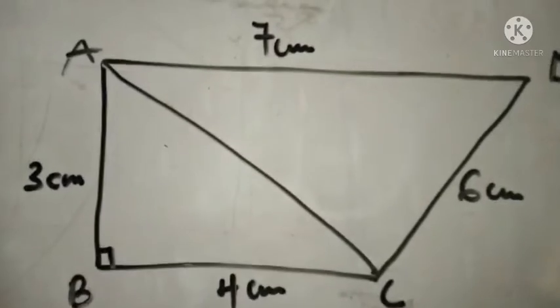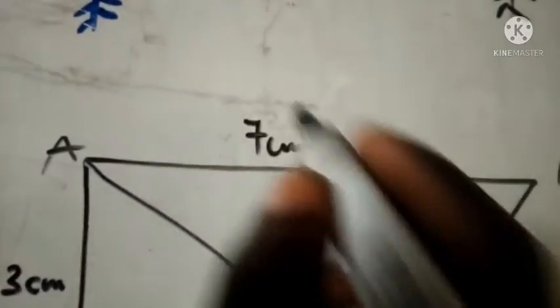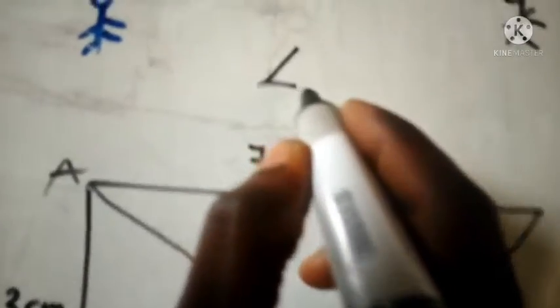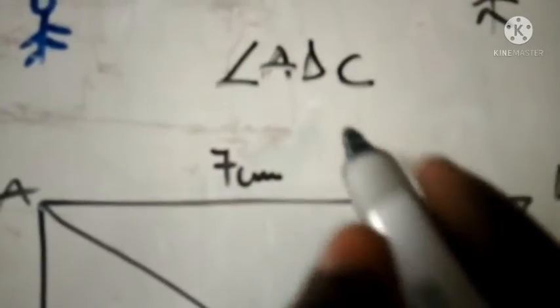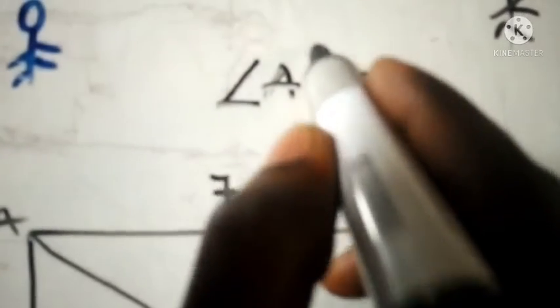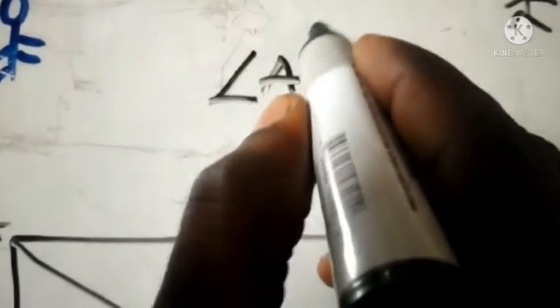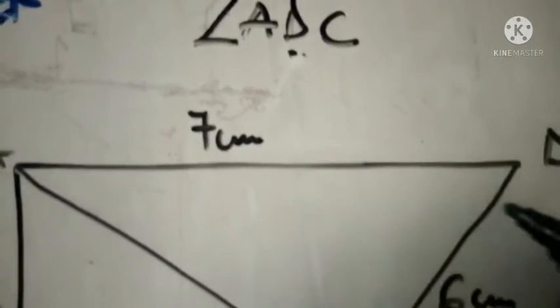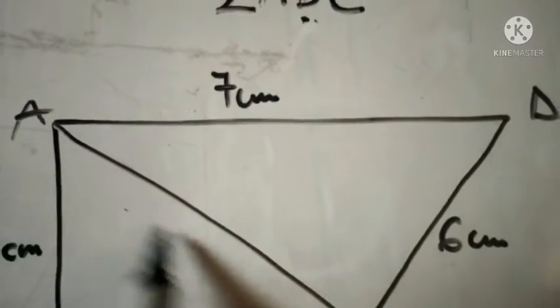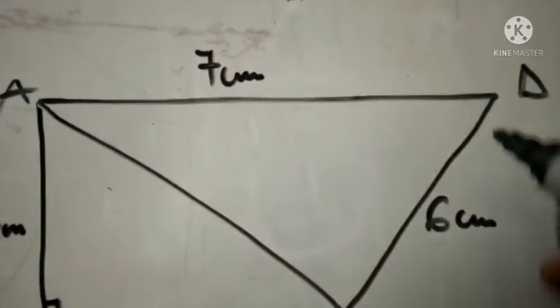From the question, we are told to find the angle. The notation of the angle is A, D, and then C. What this means is that we want to find the angle at the middle. Always the letter at the middle is exactly where we are going to find the angle. So this is the angle that we are looking for: A, D, C.